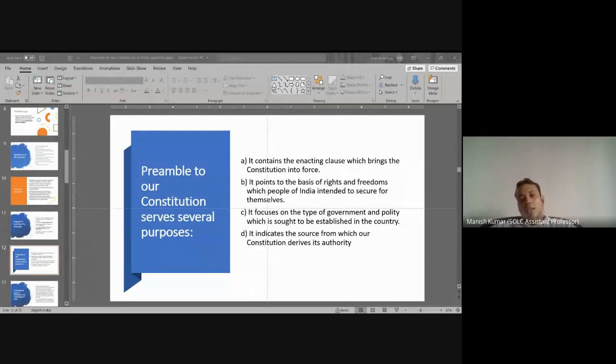Number one, it contains the enacting clause which brings the constitution into force. The date is mentioned, specifying on which date it was enacted and came into force. It points to the basic rights and freedoms which the people of India intended to secure for themselves. It focuses on the type of government and polity which is sought to be established in the country. Which type of government will there be? Democratic, secular, republic, and the polity.